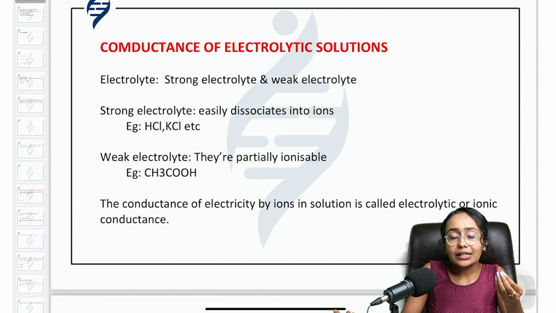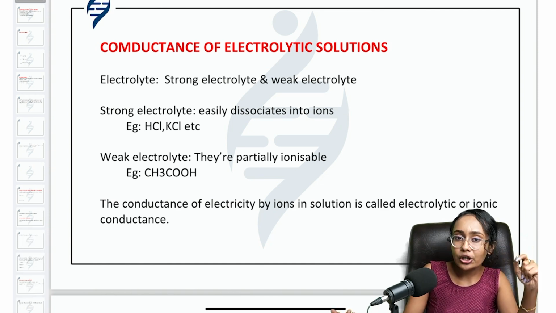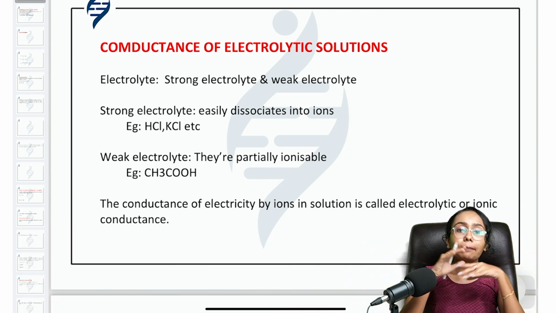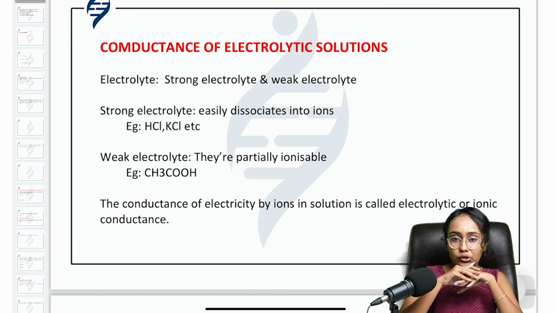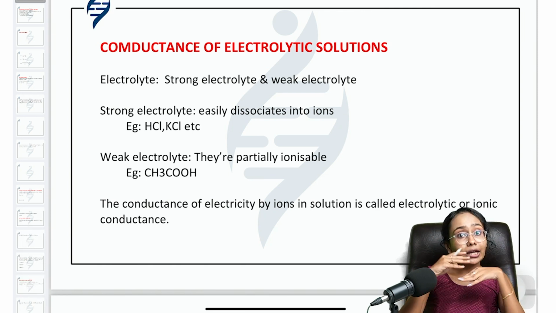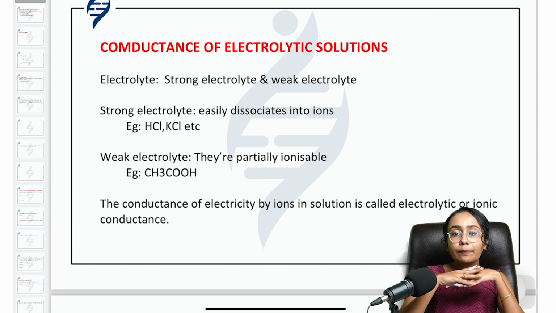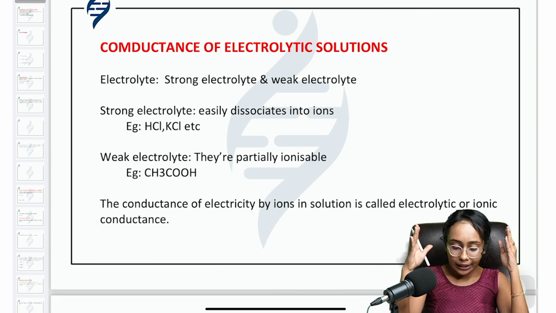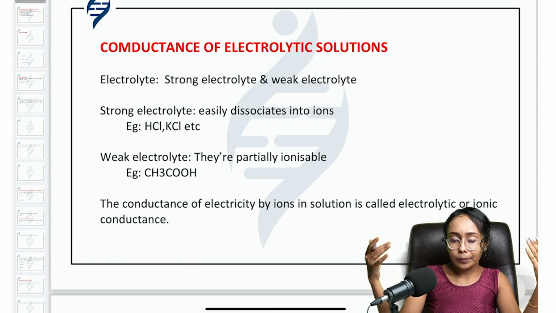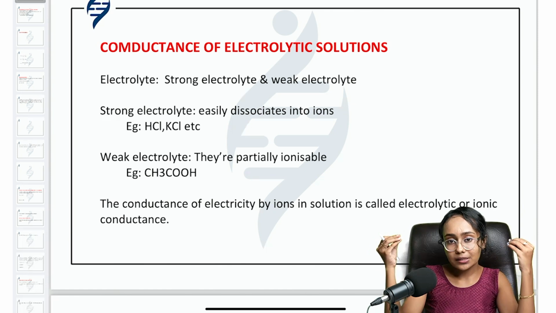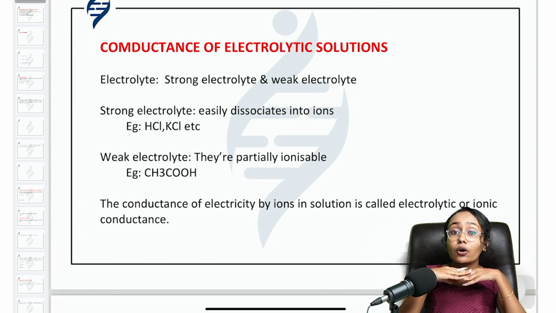An electrolyte consists of ions, mainly positively charged and negatively charged ions: cations and anions. By the presence of these cations and anions, or in general ions, we can conduct electricity through an electrolyte. The conductance of electricity through an electrolyte having ions is known as ionic conductance or electrolytic conductance. Once again, I'll repeat: the conductance of electricity through an electrolyte having ions is called ionic conductance or electrolytic conductance.